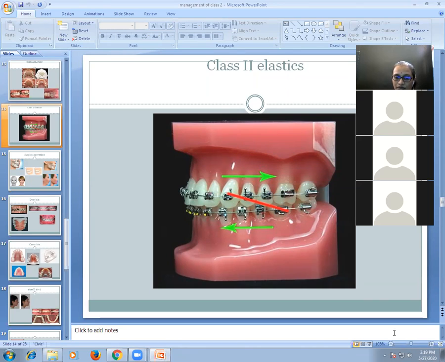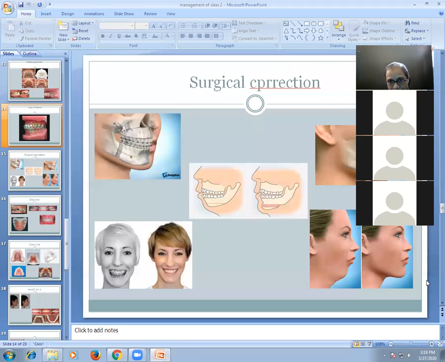So extraction of all four: upper four, lower five, all five. Distalization with different appliances. What appliances should be used in removable appliances to distalize, you will find out. And then the class elastics. Moving forward, sorry for the spelling mistakes.